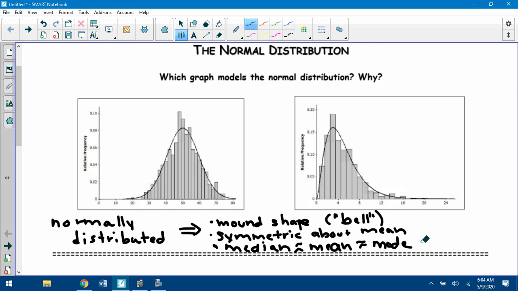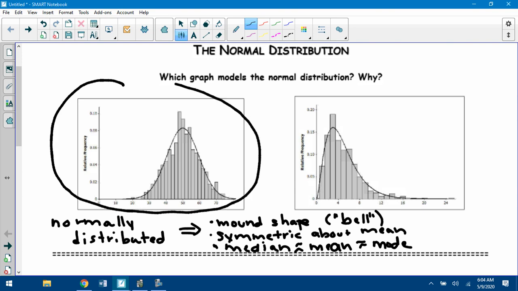So based off of that, which one would you say is bell-shaped? Which one's symmetric about the mean? And where the median, the middlemost value, and the mode should all be at the same value. That's this one over here. So that's a normal distribution. The mean, median, mode would all be right at around 50 there in the middle. It's bell-shaped. By middle, again, I mean middle of the data.